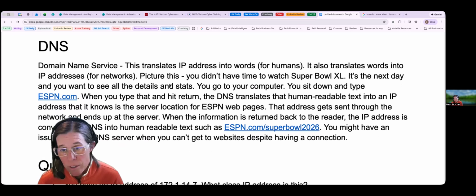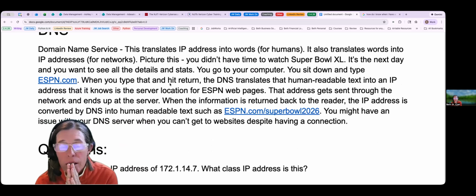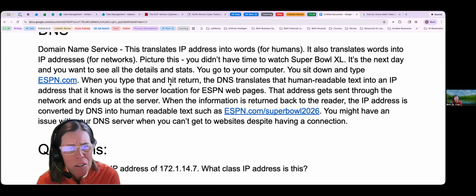So if you could picture this, let's pretend you didn't have time to watch the Super Bowl this year. It's the next day, and you want to see all the details and stats, including how poorly the New England Patriots did in terms of their rushing yards, which I think was something like 79 yards. Anyway, not the point. Let's say you go to your computer, you sit down and you type espn.com.